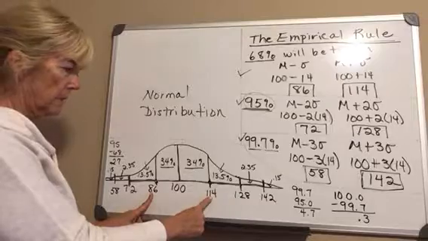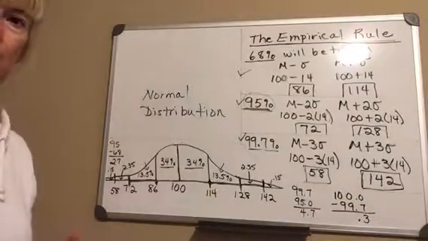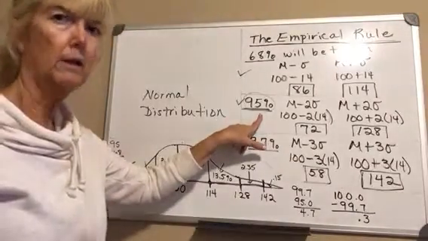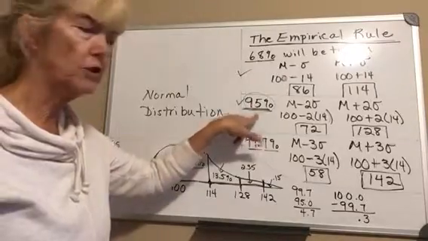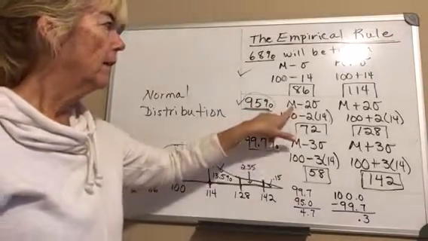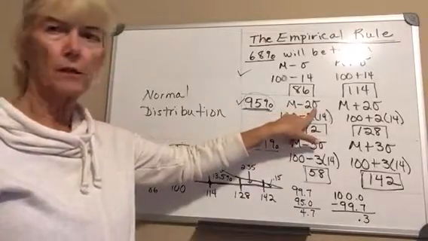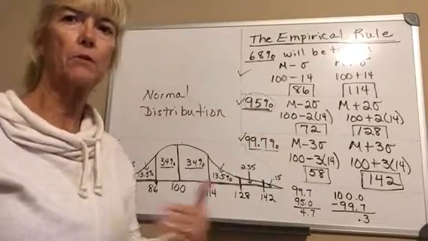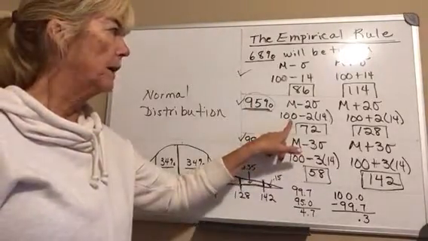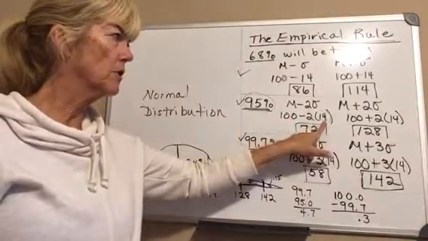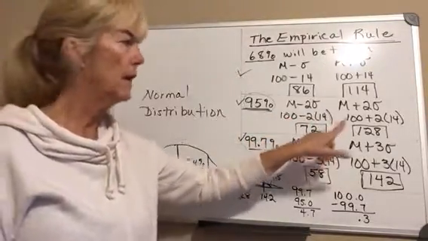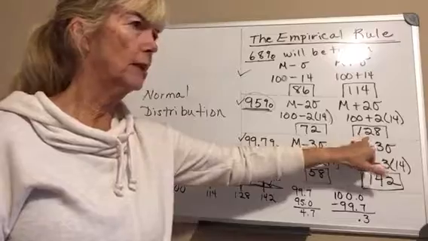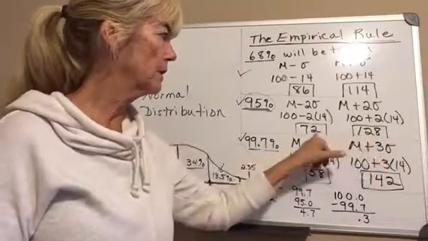Okay, now let's go to the next step. The second thing the empirical rule says is that 95% of your distribution, guaranteed, and that number never changes, will be between the mean minus 2 standard deviations and the mean plus 2 standard deviations. Let's compute that for this example. My mean was 100, minus 2 standard deviations gives you 72, and 100 plus 2 standard deviations gives you 128.